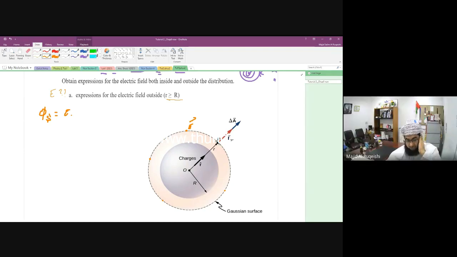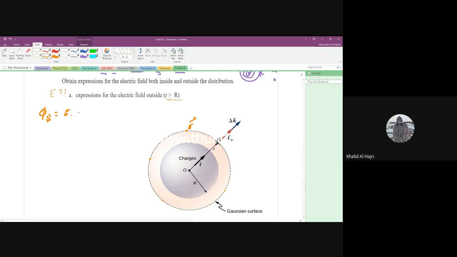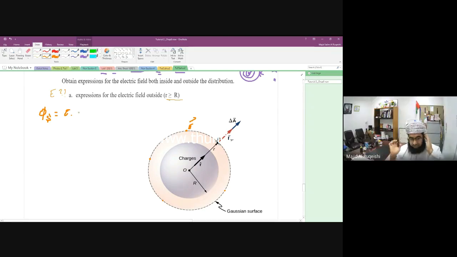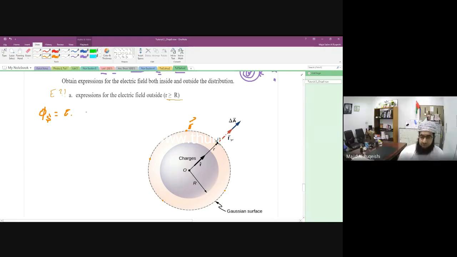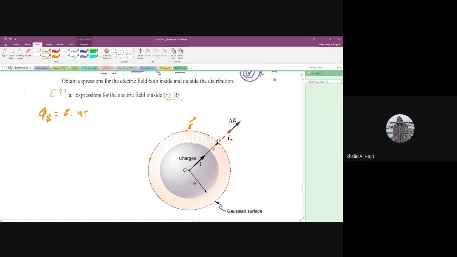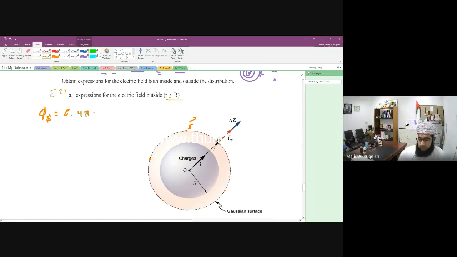Does anyone have a question? 4/3 πr³. The volume or the area? No, not volume. The surface. Oh, you can search. Yes. You can search the internet for the surface of the sphere. 4πr². Yes, excellent.